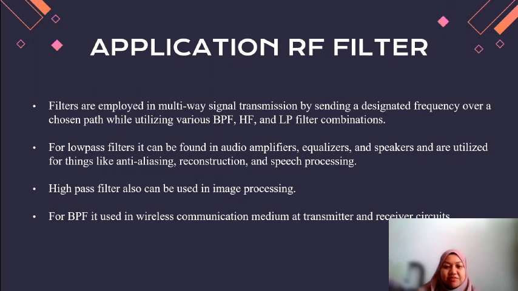Low-pass filters can be found in audio amplifiers, equalizers, and speakers, and they are utilized for things like anti-aliasing, speech transduction, and speech processing. High-pass filters can also be used in image processing, for sharpening the depth of an image. Band-pass filters are used in wireless communication media, in the transmitter and receiver circuits. In the transmitter section, this filter will only pass the requested signal and reduce the interference of the signal with other sessions. In the receiver section, you will have the advantage of signal penetration into the channel.